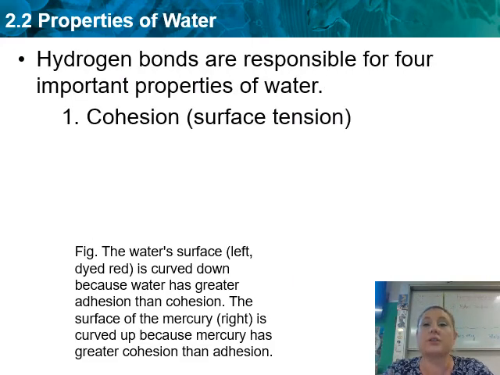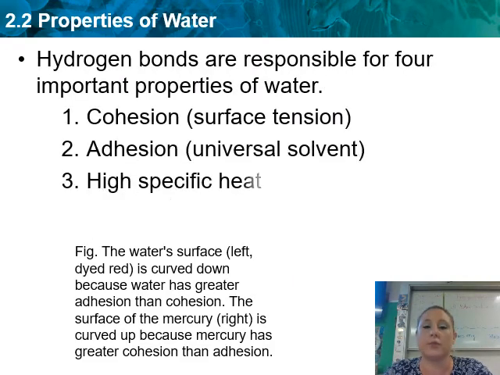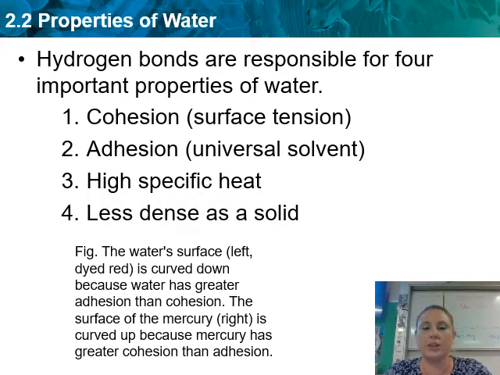And hydrogen bonds are responsible for four important properties of water. They are cohesion, which we can also call surface tension, adhesion, which means universal solvent, high specific heat, and water's ability to be less dense as a solid.